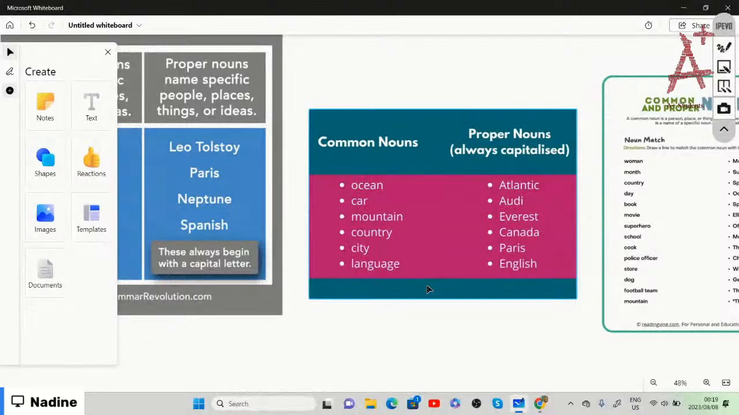So these are the differences between a common noun, which generalizes things or generically mentions things, and a proper noun, which is a specific person, place, animal, thing, or idea that we are making mention of. And we said proper nouns are always capitalized, whether it is at the beginning of the sentence, the middle of the sentence, or the end of the sentence. We always have to capitalize proper nouns.